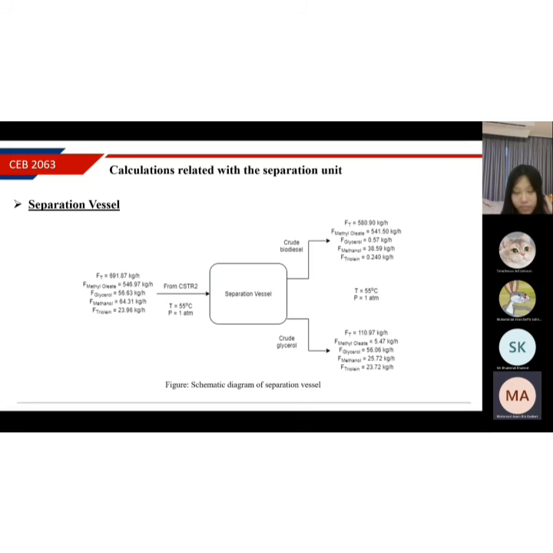It is assumed that 99% of methyl ester is separated into the top stream, while 99% of glycerol and unreacted triglyceride flows into the bottom stream. 60% of methanol is distributed into the methyl ester phase and 40% of it into the glycerol phase. Next slide.